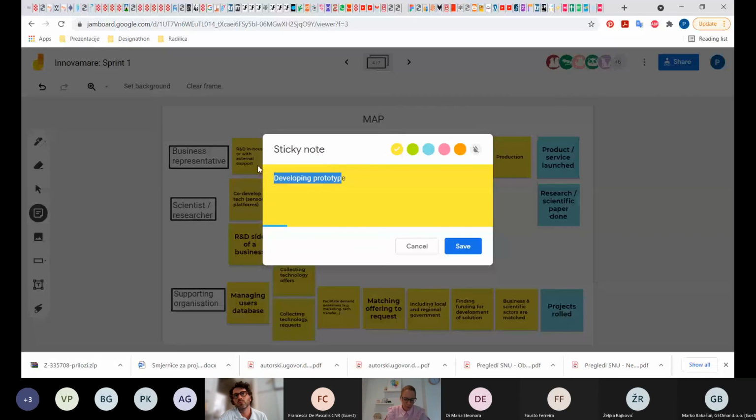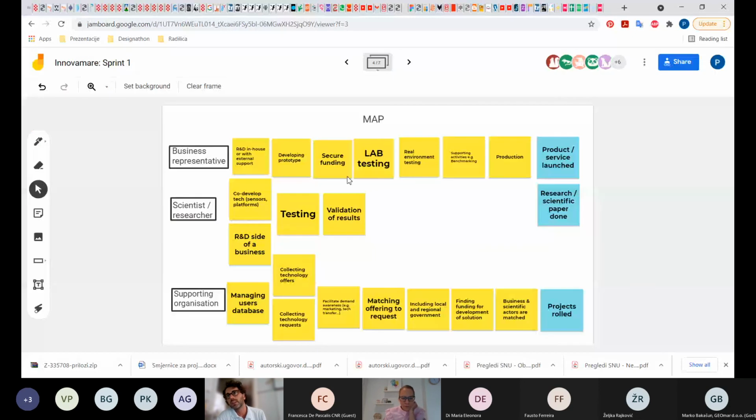So ensuring. Probably they should be aware of this from the beginning, so they know at which stage they will need funding and what kind of funding they could reach. So probably when starting, they should know about that.